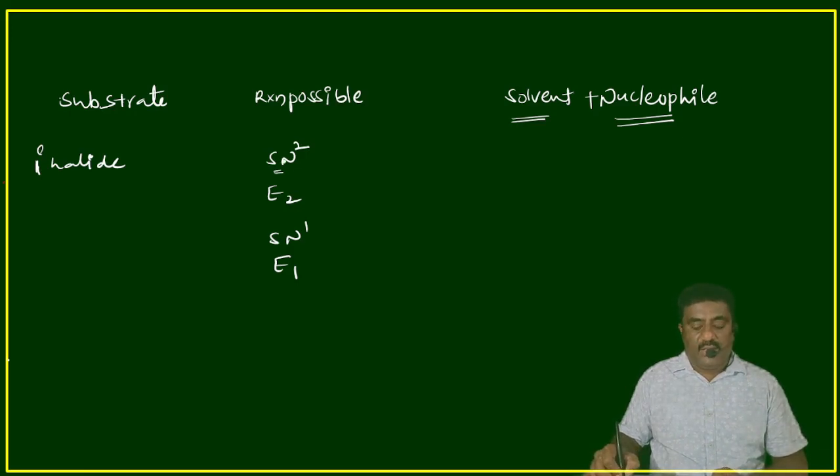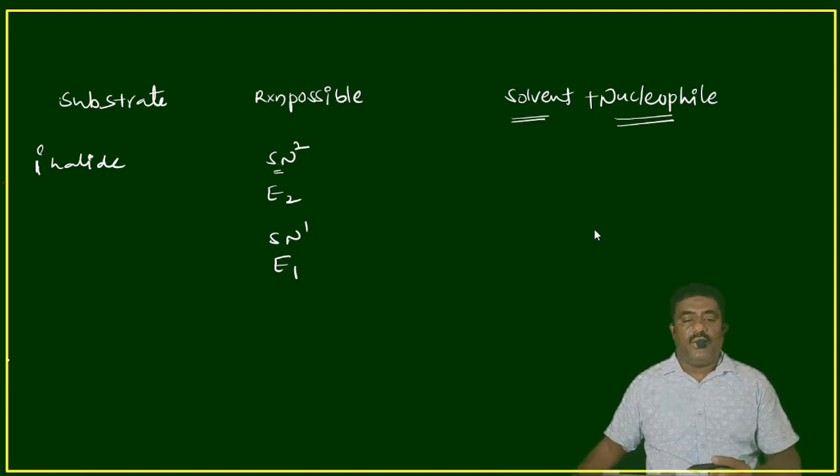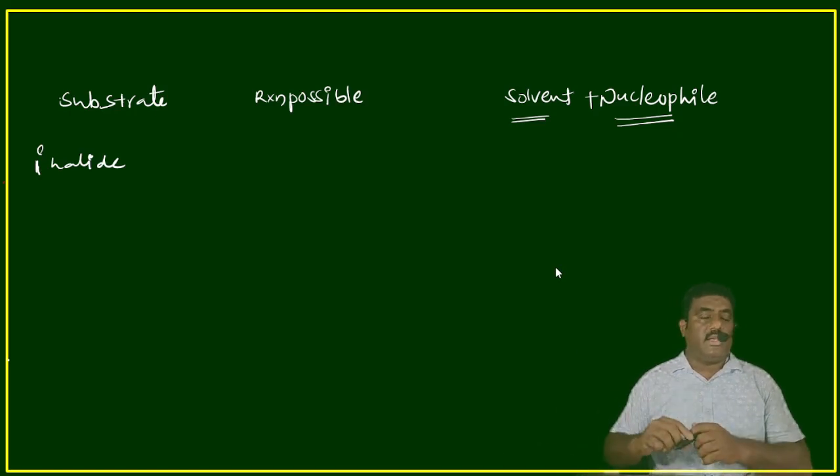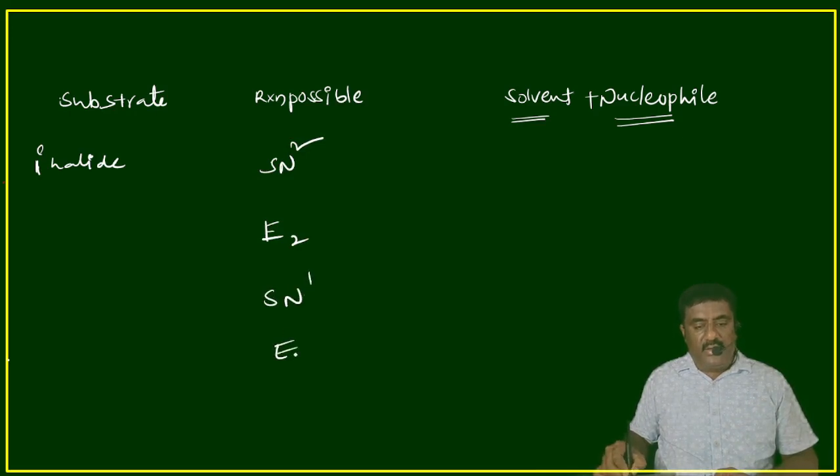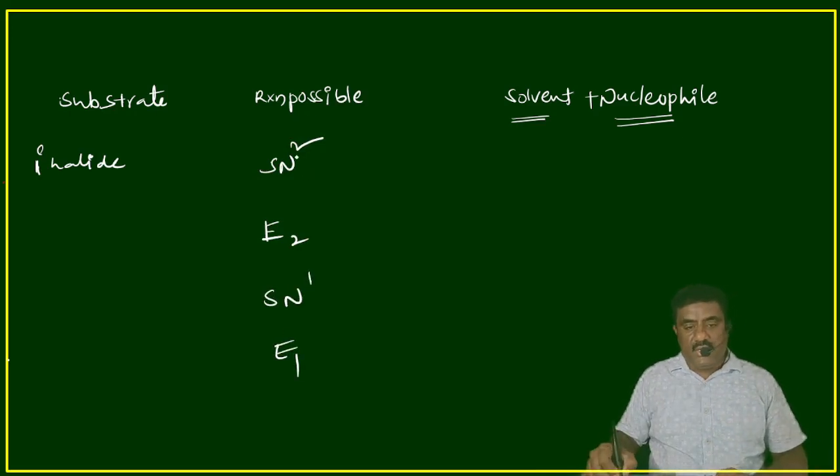we can write the reactions in this sequence: SN2, E2, SN1, E1. What type of reaction is possible? First write the reactions in this sequence. First is SN2, second is E2, after that SN1 and E1.